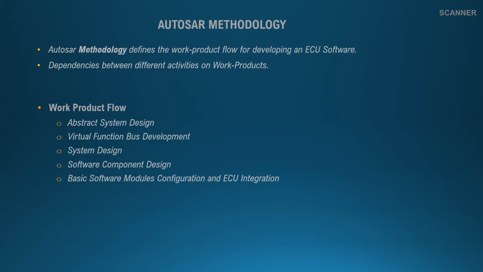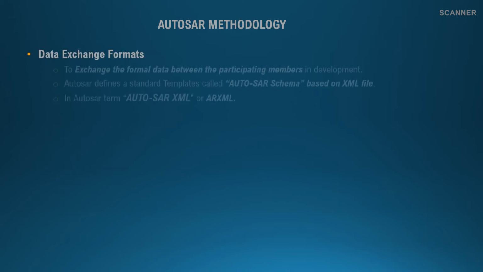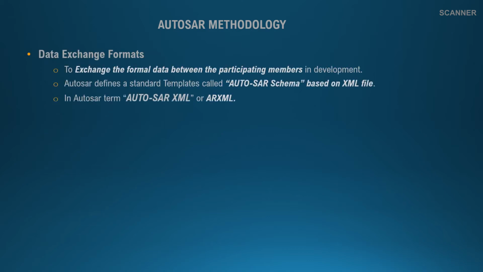As we already discussed, AUTOSAR is a partnership business. There must be a standard format for sharing formal data between the participating members. In order to standardize the formal data exchange, AUTOSAR defines standard templates called AUTOSAR Schema. This formal data description is based on the XML file format, and in AUTOSAR terms these files are called AUTOSAR XML, or AR-XML. If we look into the entire design and development stages of an ECU, there are different kinds of AR-XML files available with different sets of information.